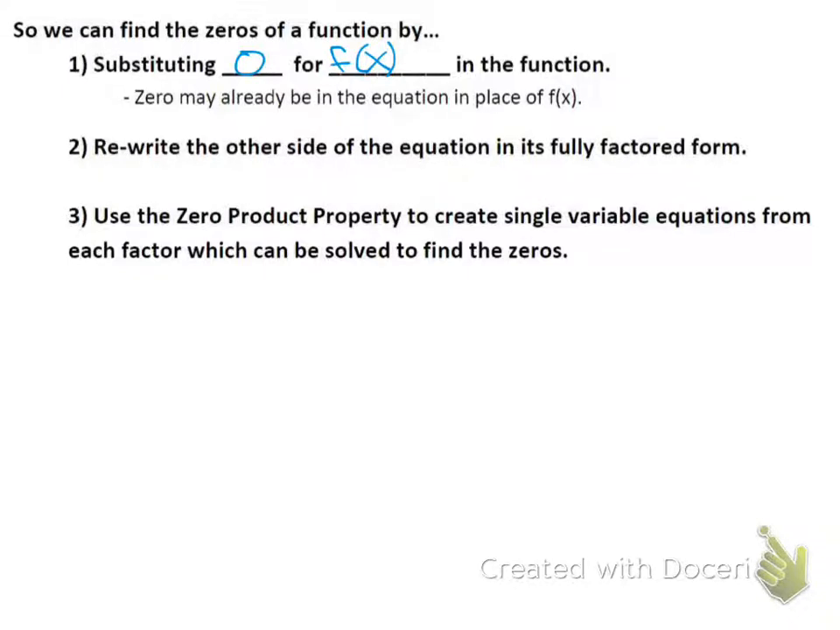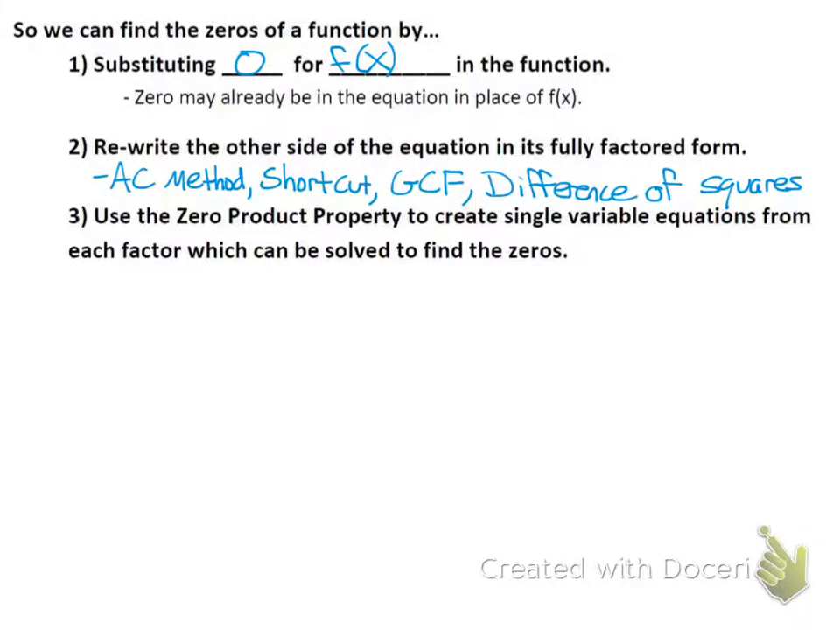The second step is to rewrite the other side of the equation in its fully factored form. That could take on multiple different methods of factoring. The AC method, shortcut, GCF, difference of squares are all fair game here. Use those Unit 6 notes to help you figure out which method to use. But as a reminder, AC method will work about 90% of the time unless it's just a GCF problem.